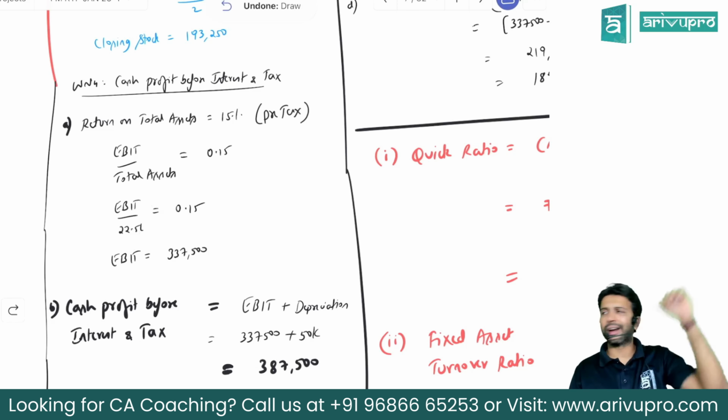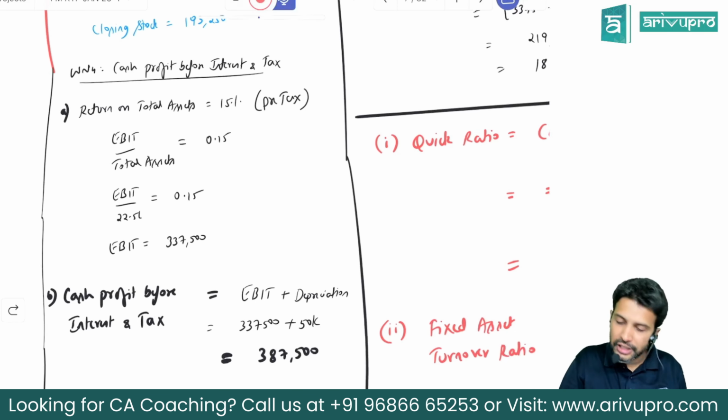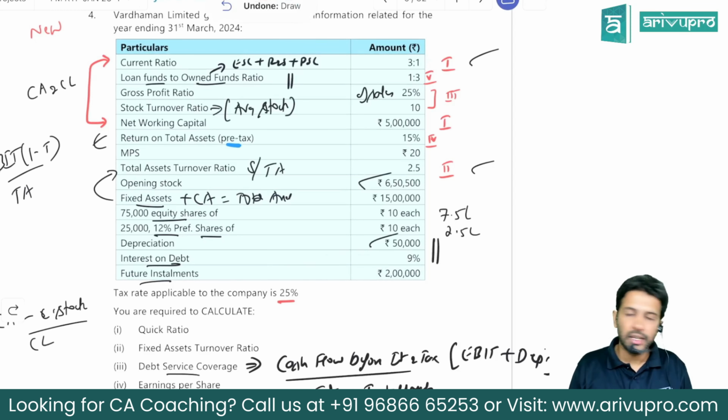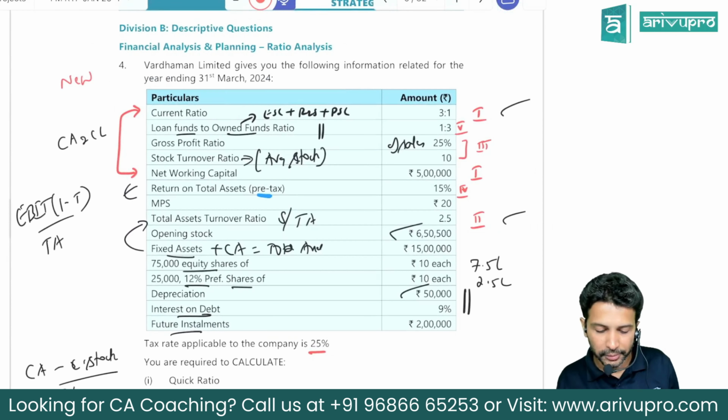Yeah, we got our numerator. What is the numerator for debt service coverage ratio? Cash profit before interest and tax. We got it. Divided by what? Interest and installment. Installment they have only given. How much? 2 lakh. All we need is interest. Now you tell me what information I can use to get interest. You review and tell me.